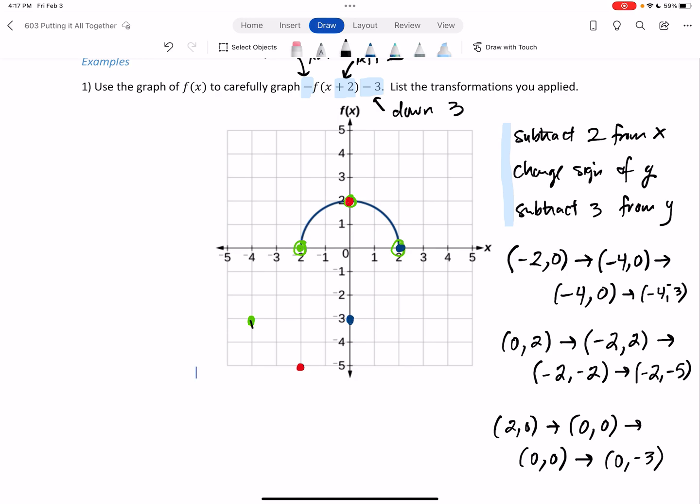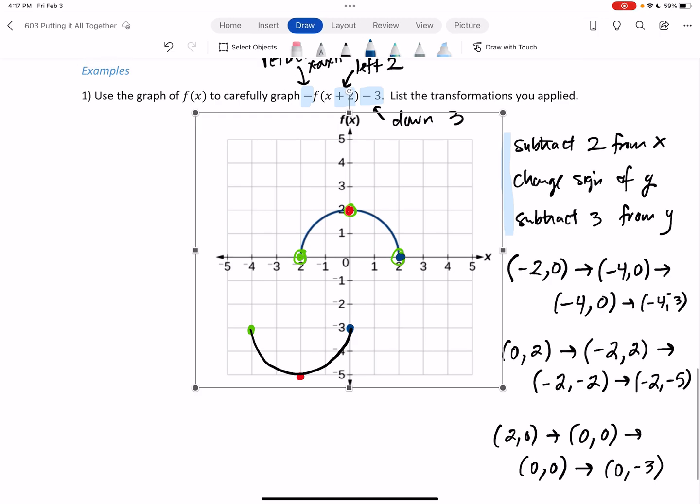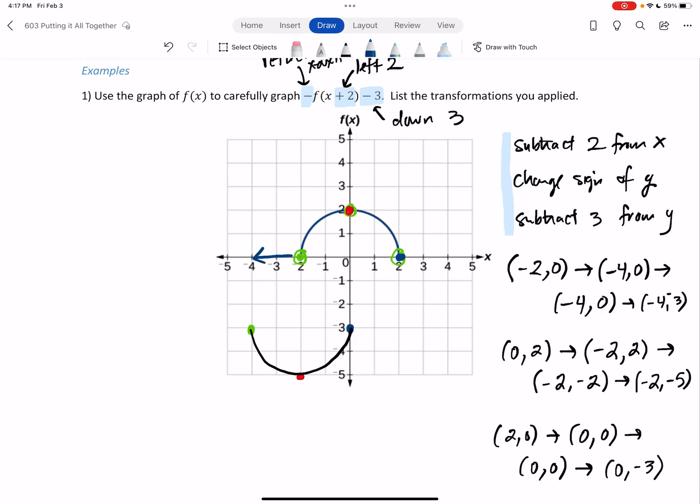When I connect the dots, that half circle is upside down now because I did that reflection. It's shifted to the left 2 and down 3. So that's what happened there. It went left 2. It flipped upside down, and then it went down 3. So that's why the picture looks like that down there, left 2, down 3, and it's upside down. It's sort of a smiley face instead of a frown.